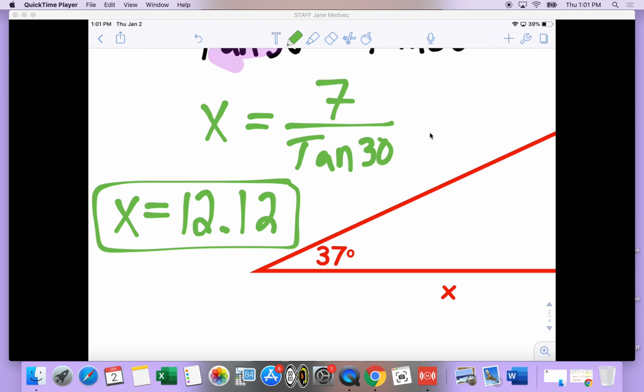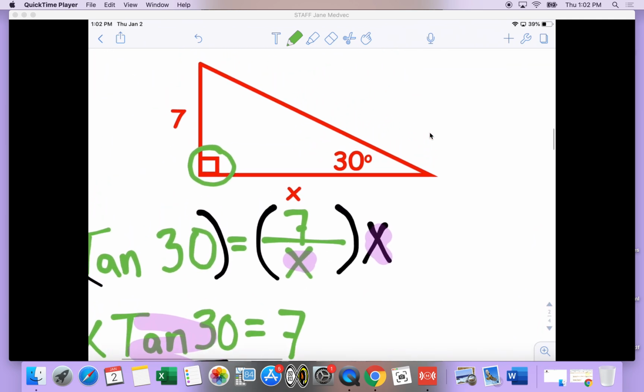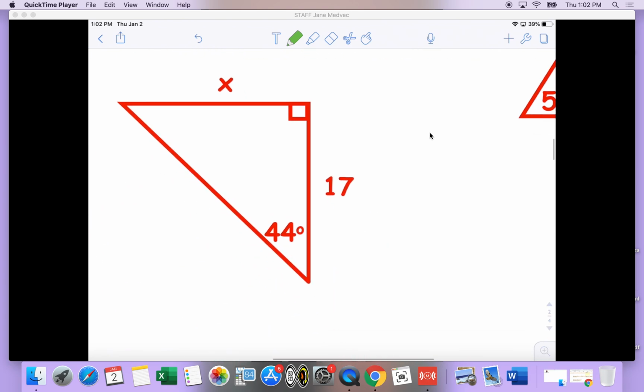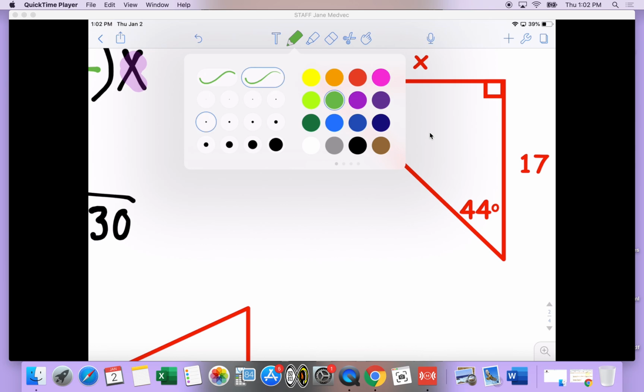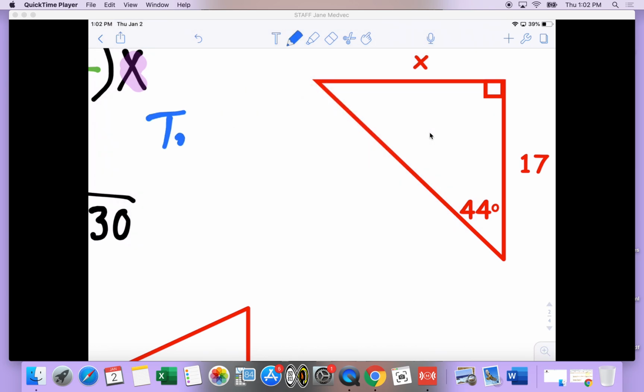Questions on this? Okay, let's go ahead and go to the next one. We'll go to this one. Try to find some room. There we go. All right, so we're going to pick up tangent. And the tangent degree measure would be what? 44. Very good. Equals, okay, what's opposite the 44? X. What's the opposite? 17.